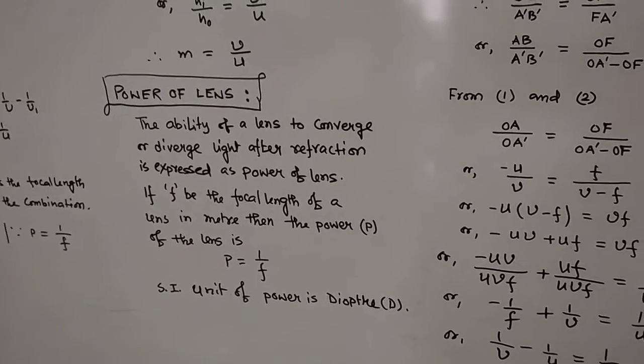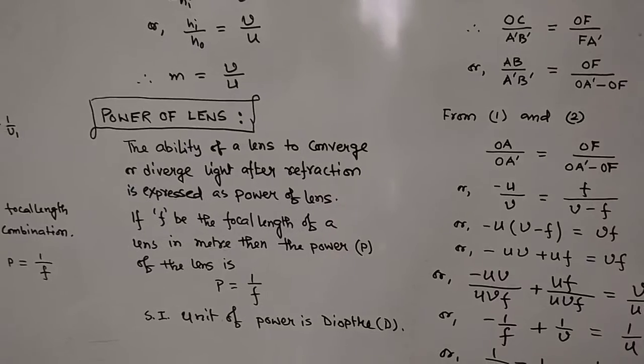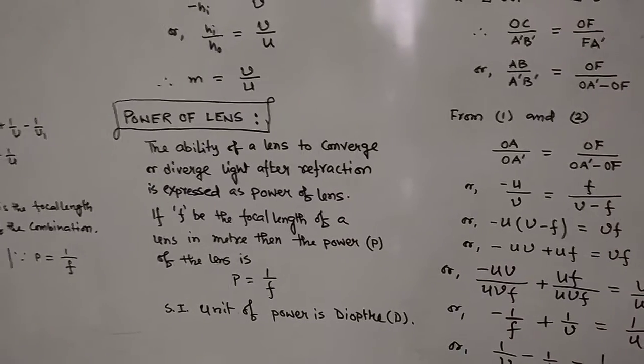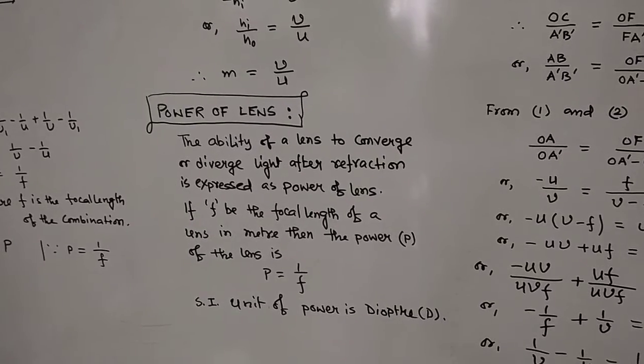So f is always in meters. If you want to use this equation in a numerical, P equal to 1 by f, always convert the focal length to meters. Then you use this formula.